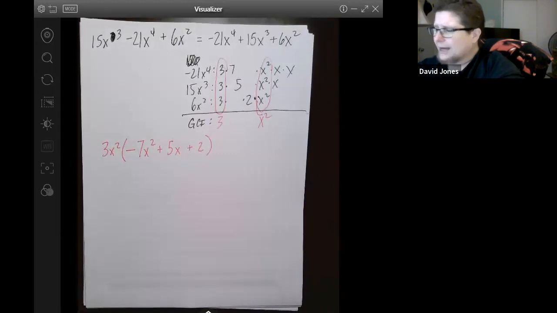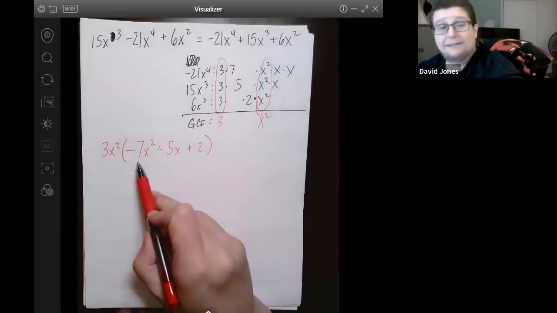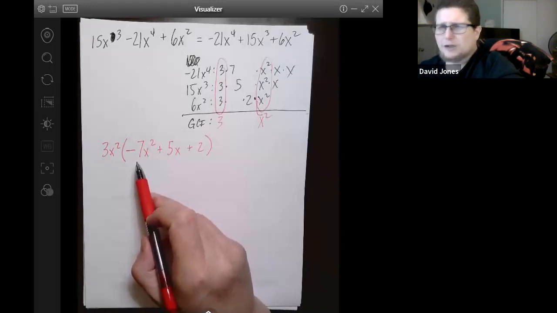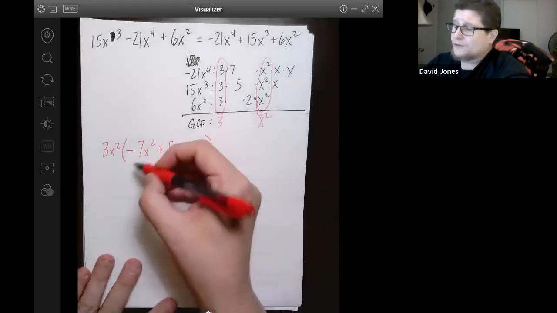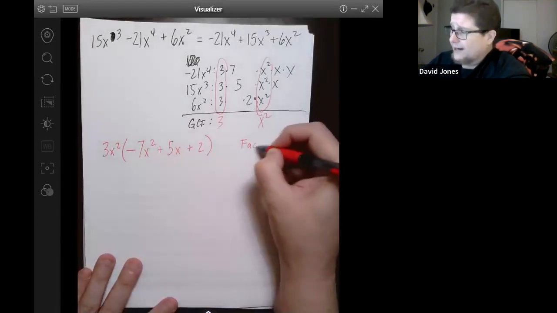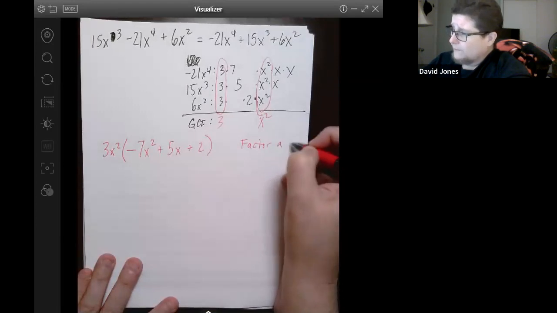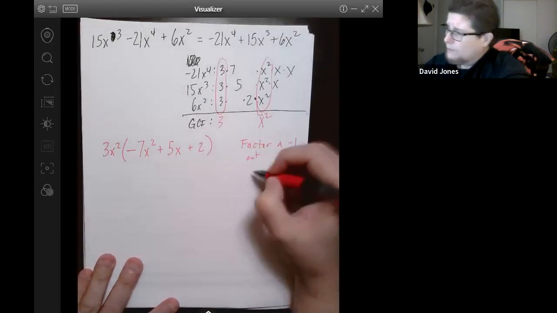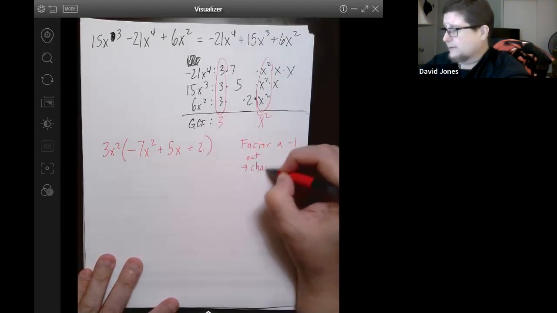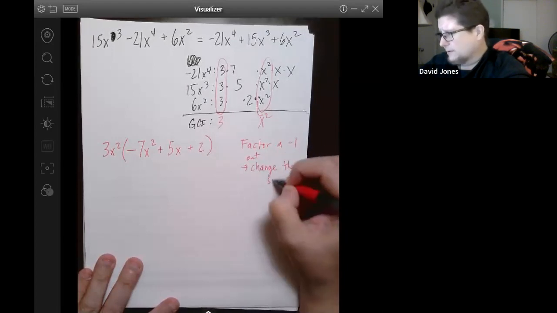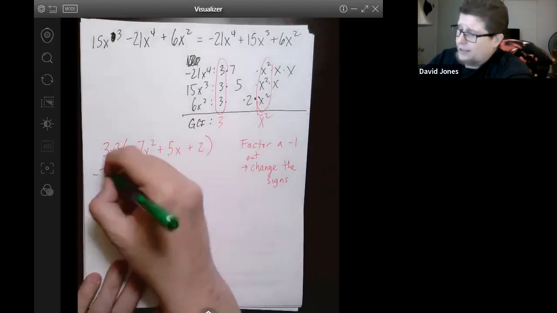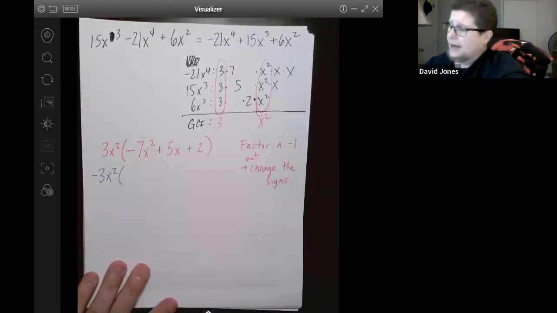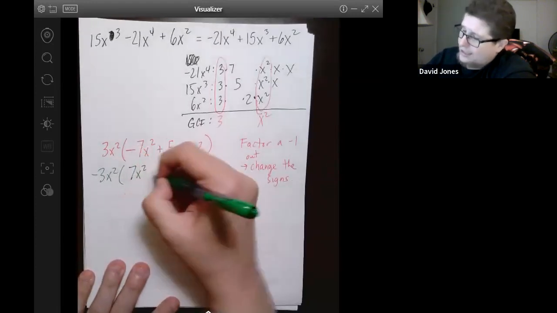I really don't like having that first thing there negative. When I want to check to see if it factors, it bothers me. That negative there bothers me. So what I'm going to do is factor the negative out. Factor a -1 out. And the result is just change the signs. So I'll make this negative 3x squared. I'll put the negative on the outside. And that just results in changing all the signs on the inside.